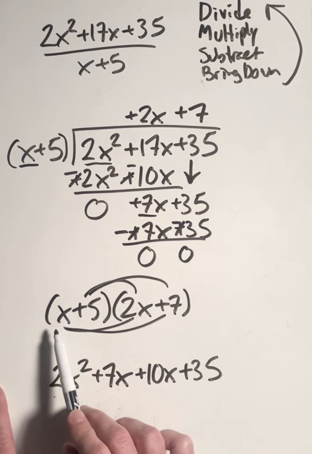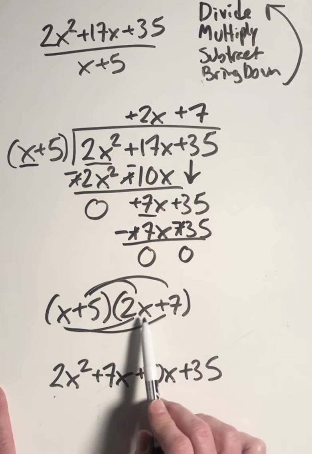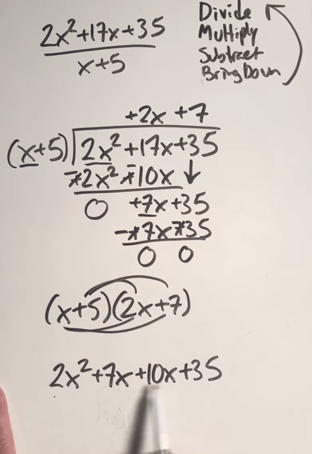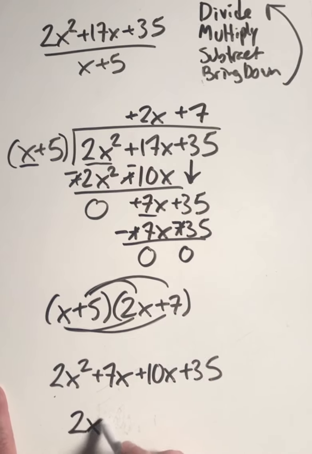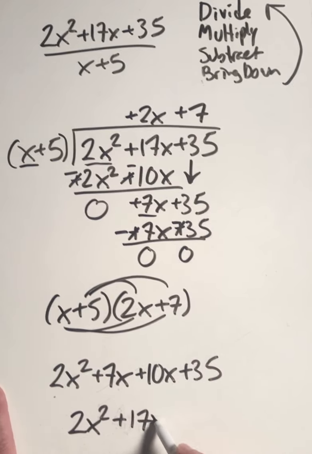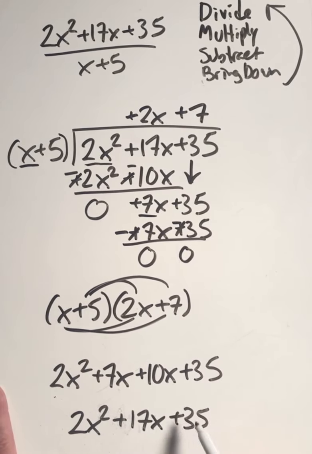Because I had an x to the first term and a constant term in each of these, I would know that my middle terms need to combine. 2x squared plus 17x plus 35, and that's exactly what I started with, so I know I'm correct.